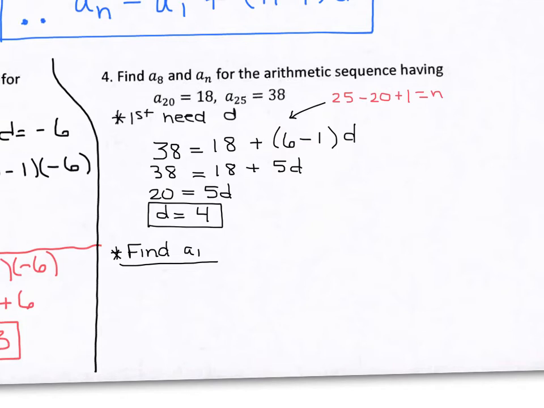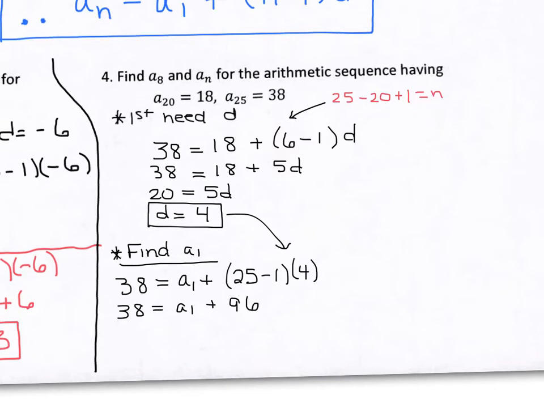So I'm going to plug back into my formula. The last term I know is 38. I'm looking for my a sub 1, so 38 equals a sub 1 plus. Now I got to figure out my n. I am going from 1 to 25, which hopefully you're now saying is 25. 25 minus 1 plus 1. So my n is 25 minus 1, and we just found out that our d is 4. And we will get 38 equals a sub 1 plus 24 times 4, or 96. Subtracting away our 96, we end up with a sub 1 equaling negative 58.